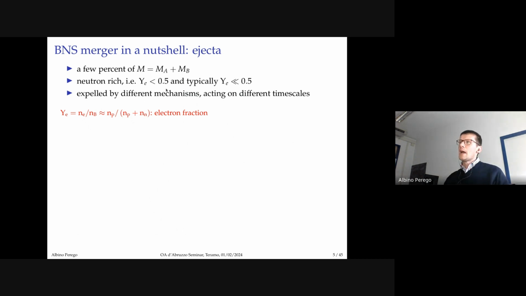And as you can see, having an electron fraction of 0.5 means that the number of protons and the number of neutrons are equal, while having a Ye, an electron fraction, which is much smaller than 0.5, means that the system is much more enriched in neutrons rather than in protons. So, as I said, a few percent of matter gets expelled, and with time, we are getting more and more confident about the mechanisms that can expel this matter.